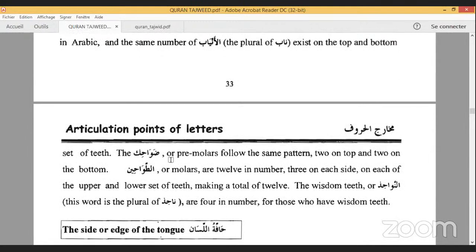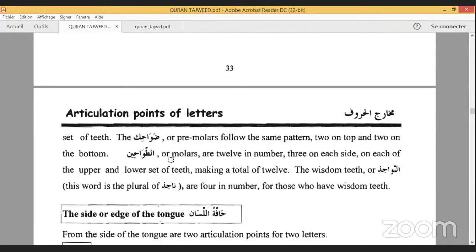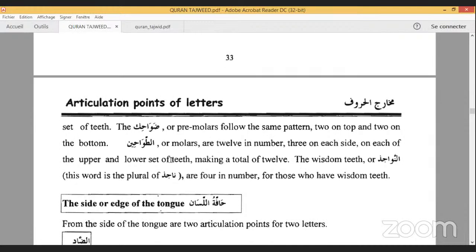Okay, set of teeth. The dawahik or premolars follow the same pattern, 2 on the top and 2 on the bottom. The molars, dawahin, are 12 in number, 3 on each side, 2 on the bottom and 2 on top. On each of the upper and lower set of teeth, making a total of 12.